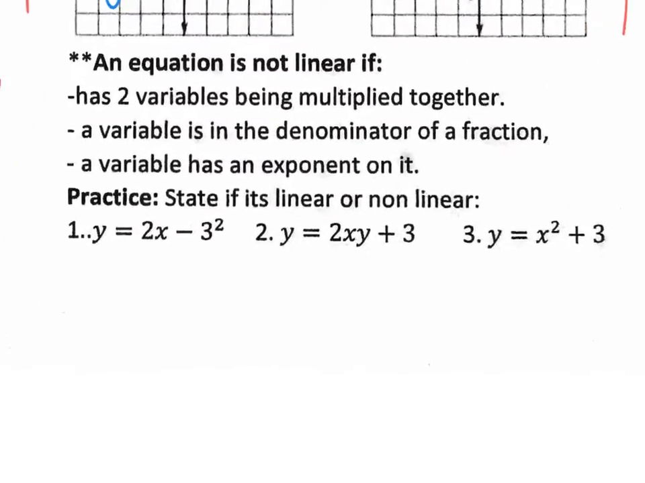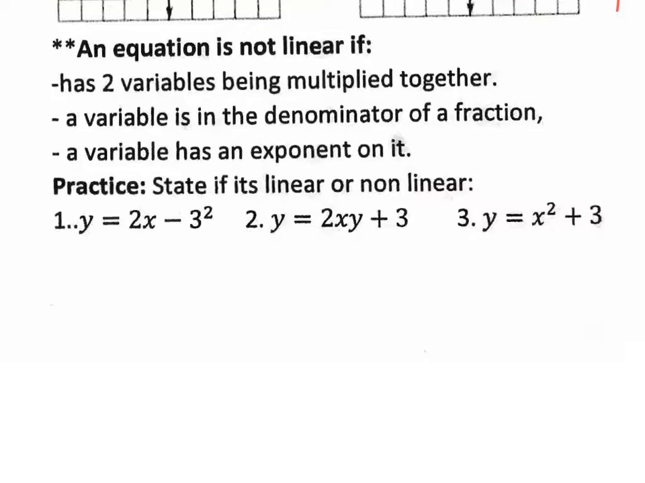Now, this is a very important part of the lesson. An equation is not linear if it has two variables being multiplied together. It would not be linear. Wait, first of all, what does linear mean? A straight line. So an equation, if you graph it, but it has two variables like x times y, then it's not going to be a straight line anymore. It's going to be something else.